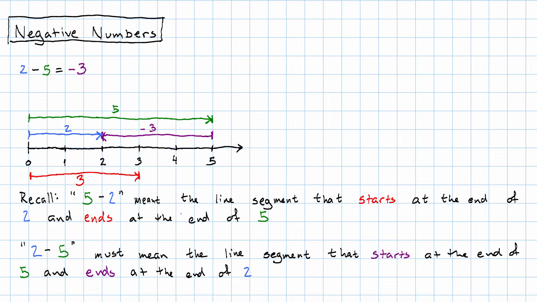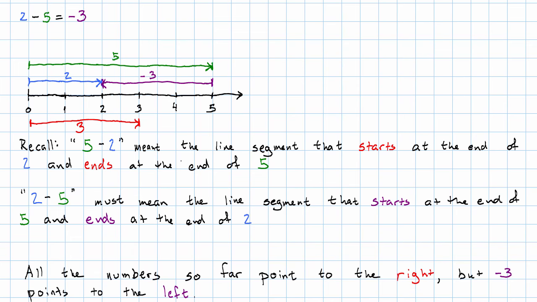Okay, so what must negative 3 look like on the number line? Negative 3 does an entirely new thing. All of the numbers we've seen so far point to the right, but negative 3 points to the left. What does that mean to me? That means I have to move my number line so that 0 isn't at the left edge anymore, so that 0 is now in the middle.